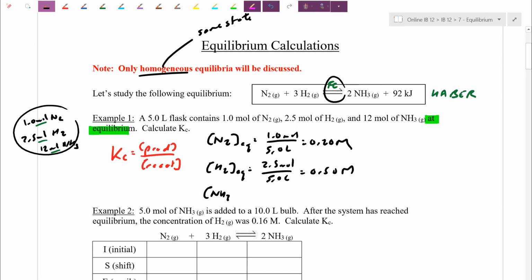And then the NH3, well, we have way more NH3 here. I'm sort of thinking that products are favored here, but let's just verify this. I have 12 moles at equilibrium. And this one here is 2.4 molar. Right. Keep track of your sig figs and all that.